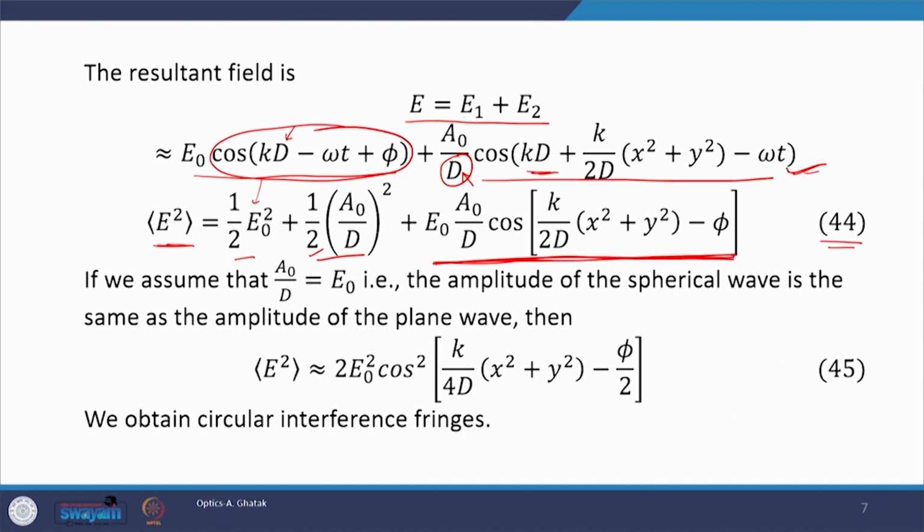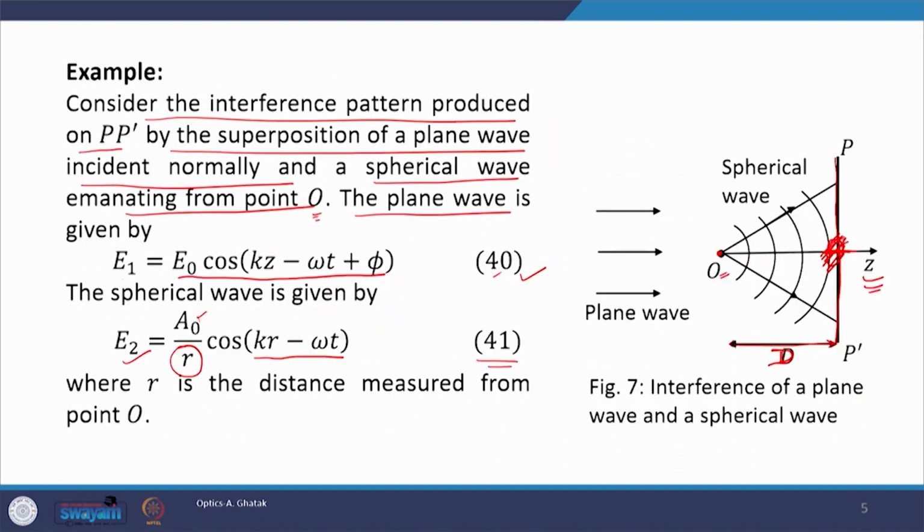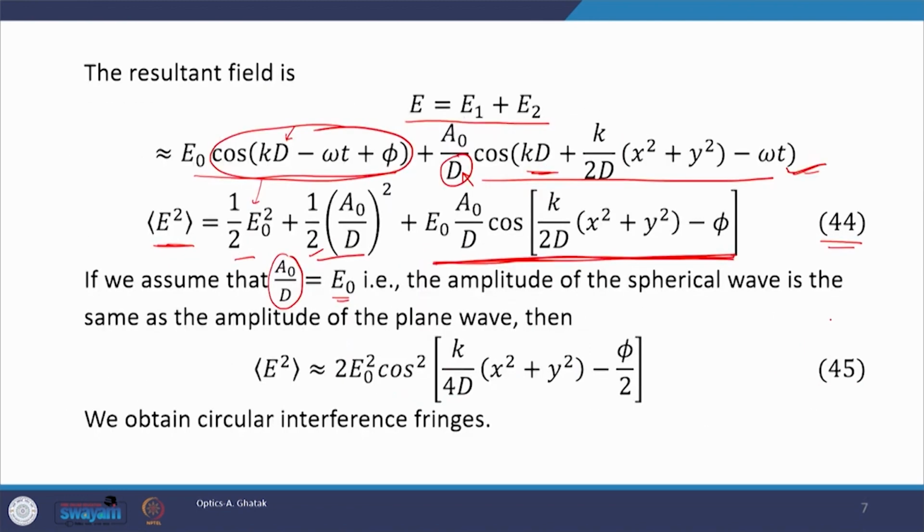Now, let us further simplify equation number 44 by assuming that A naught by d, which is nothing but the magnitude of the spherical wave at the screen, is equal to E naught. We are assuming that the magnitude of the electric field of the spherical wave and the magnitude of the electric field of the plane wave are the same at the observation screen, which is PP prime in our case, shown here in this figure. Under this assumption, we can replace A naught by d with E naught.